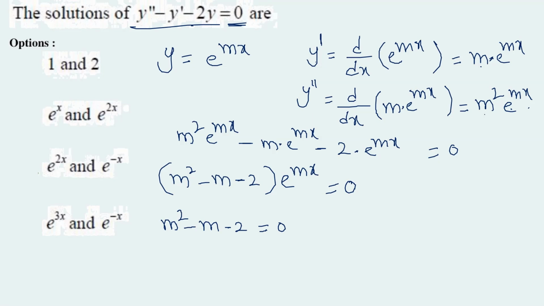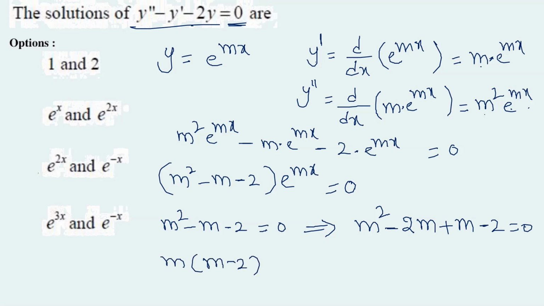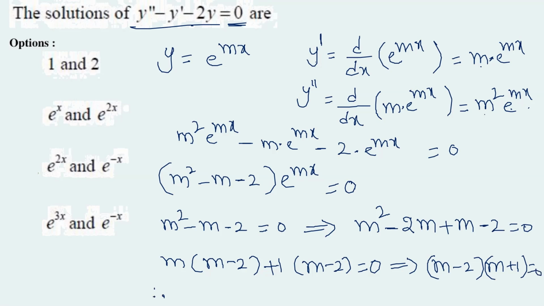So by solving this quadratic equation, if we find the roots, m square minus m minus 2 can be written as m square minus 2m plus m minus 2 equals 0. By taking m common, we will have m times m minus 2, then plus 1 as common, we will have m minus 2, that is equal to 0. Which yields m minus 2 times m plus 1 equals 0. Therefore the roots are m equals minus 1, 2.